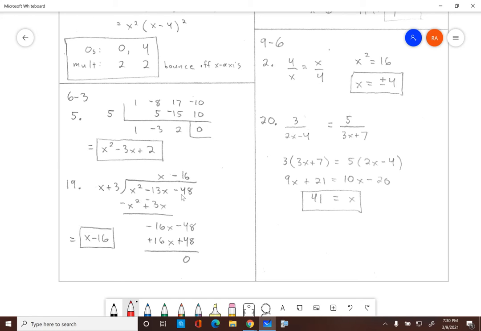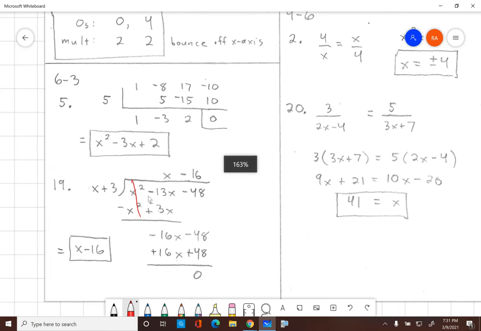For 19, I'm going to divide x squared minus 13x minus 48 divided by x plus 3. So let's see. I'm going to put x in first. X squared divided by x is x. So then x times x plus 3 is x squared plus 3x. So multiply this times this, and then change the sign on all the terms, minus, minus, and then these cancel out. And you're left with minus 16x, and then bring down the next term, minus 48.